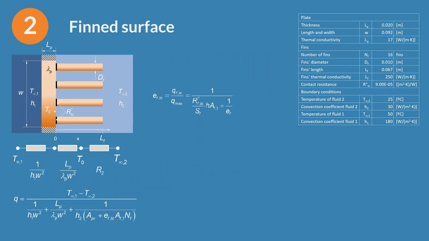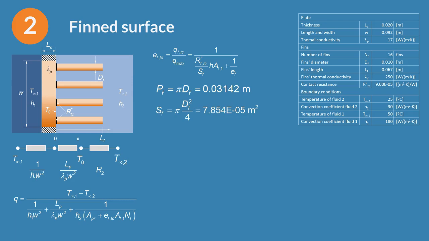Now is time for calculating the geometric parameters and the efficiency of fins. After calculating the perimeter of one fin and the cross-sectional area of one fin, we can calculate the Biot number to check the one-dimensional conduction hypothesis. The M parameter is calculated using H2.